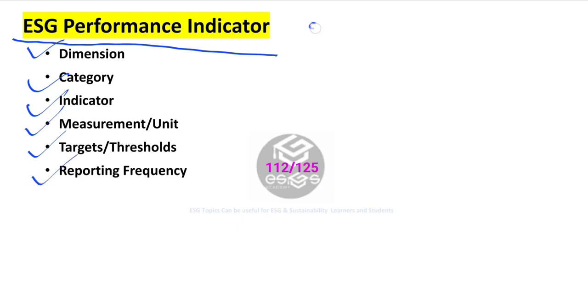So let us take one example here from the environmental dimension. The topic is energy efficiency. So what can be the indicators? Energy intensity, for an example, energy use per unit of the production. So what can be the measuring unit for this? Like kilowatt per revenue, dollars in revenue. Okay, and decreased by, let's say, 10% annually. That is the target. And reporting frequency will be like quarterly.